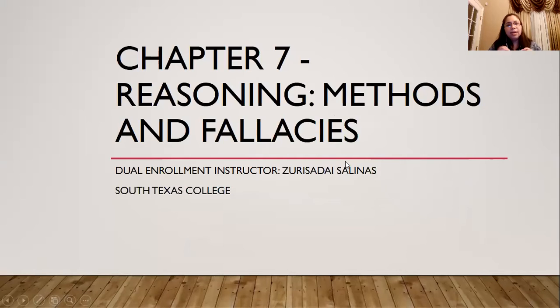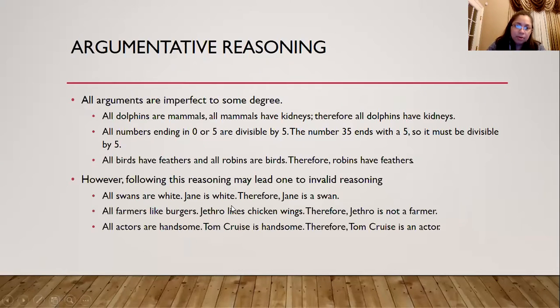Okay, so like I said before, this is the beginning of chapter 7: reasoning, methods, and fallacies. In argumentative reasoning, you'll always have some arguments that are not going to be perfect. Every argument in some way is imperfect. And that's important to know because you can't always argue your entire point when you see your own flaws. It's good to recognize your own flaws, but it's what you do to recover from those things.